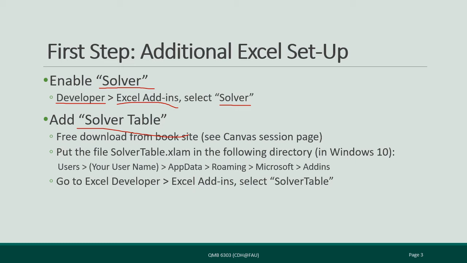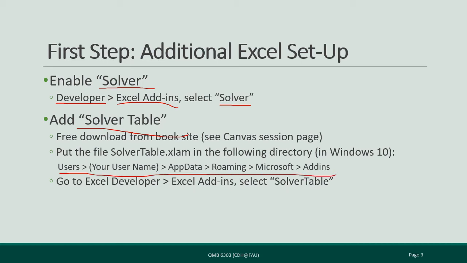So in Windows 10, if you go to Windows Explorer, and then you find the file, you just have to go to the file directory users slash your username. So for instance, my username is DHUANG, so it's users slash DHUANG, and then in AppData, Roaming, Microsoft, and then in the add-ins folder, and just put that file in there.